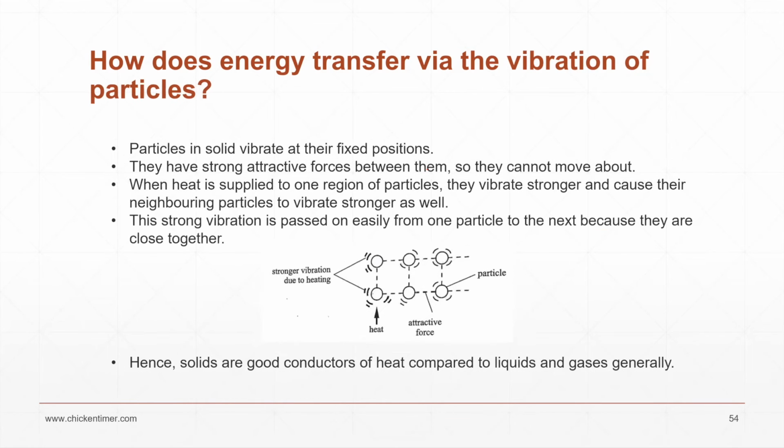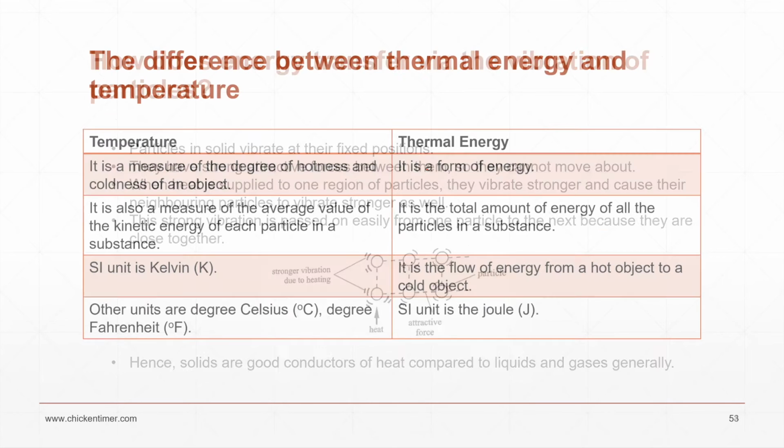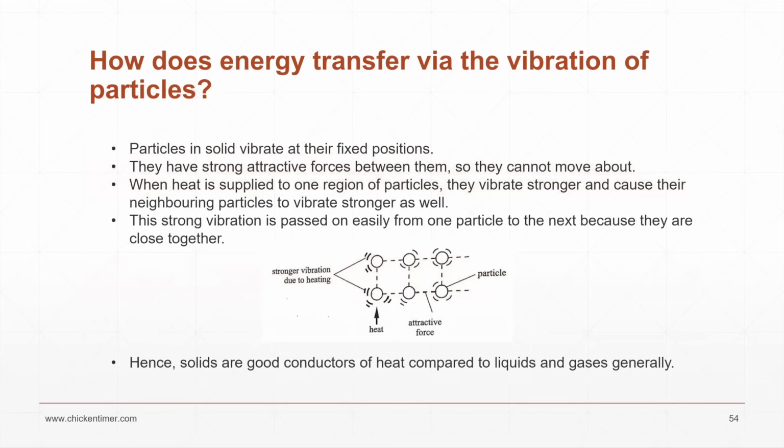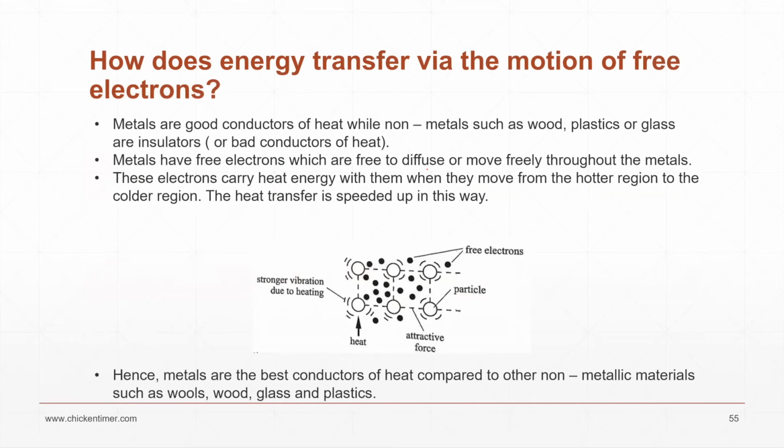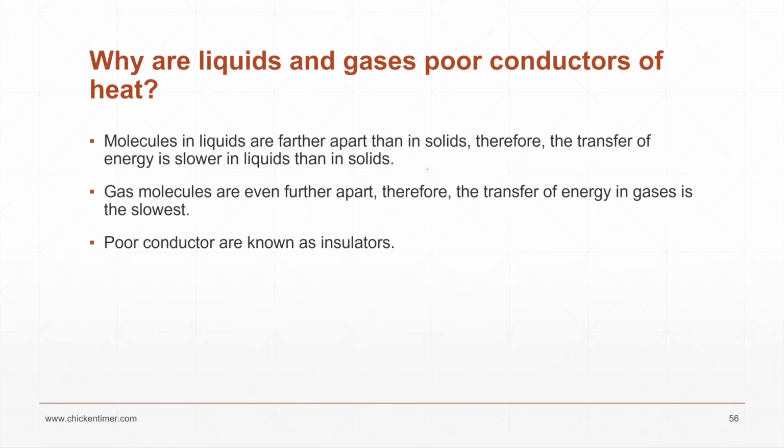So the first one will tell you that solids are better conductors than liquids and gases because solid particles are very close. Then metals are better conductors than other forms of solids because they have electrons that can move. So a possible question that they ask: why are liquids and gases poor conductors of heat? Because the particles are far away from each other. So the transfer of energy via collision will be very, very slow. So poor conductors, they are also known as insulators.